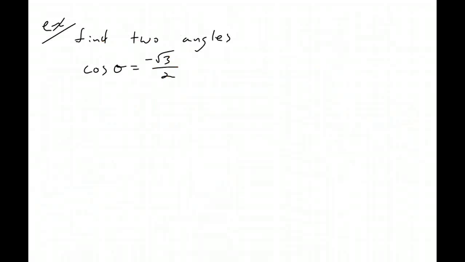Okay, I'm going to look at one more example in this video. And this example is just like the last one. We're finding two angles between 0 and 2 pi. I didn't write that part, but I'm lazy. So, first thing that we want to do is figure out which quadrants we are in.